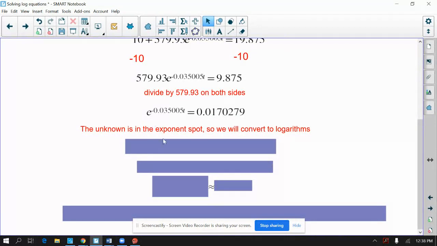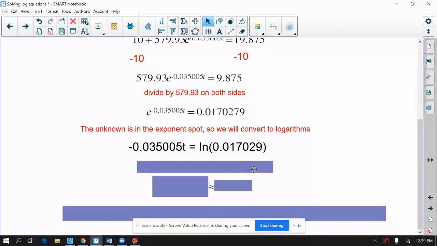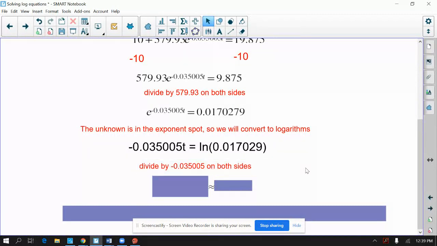So this exponent, negative 0.035005t, will equal a logarithm. What logarithm? Log base e. In other words, natural log of 0.017029. Last step, divide by that to get t by itself. So this is our answer. t is the natural log of 0.017029 divided by this. You put that in your calculator, and you get 116.